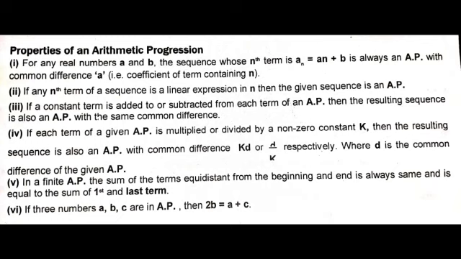And the last property: if three numbers a, b and c are given in AP, then using the concept of arithmetic mean we can write 2b, that is twice the second term, is equal to the sum of the first term and the last term, that is a plus c. 2b is equal to a plus c.